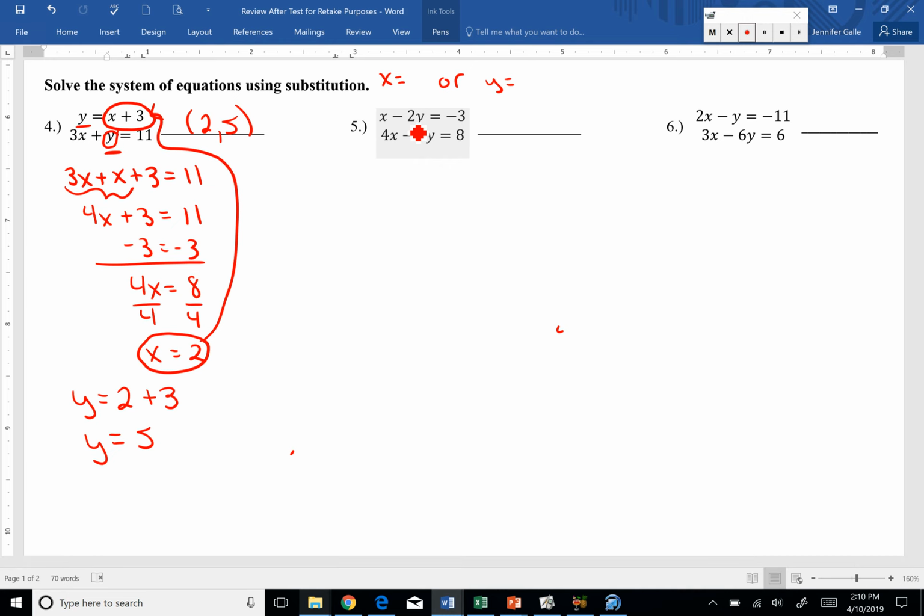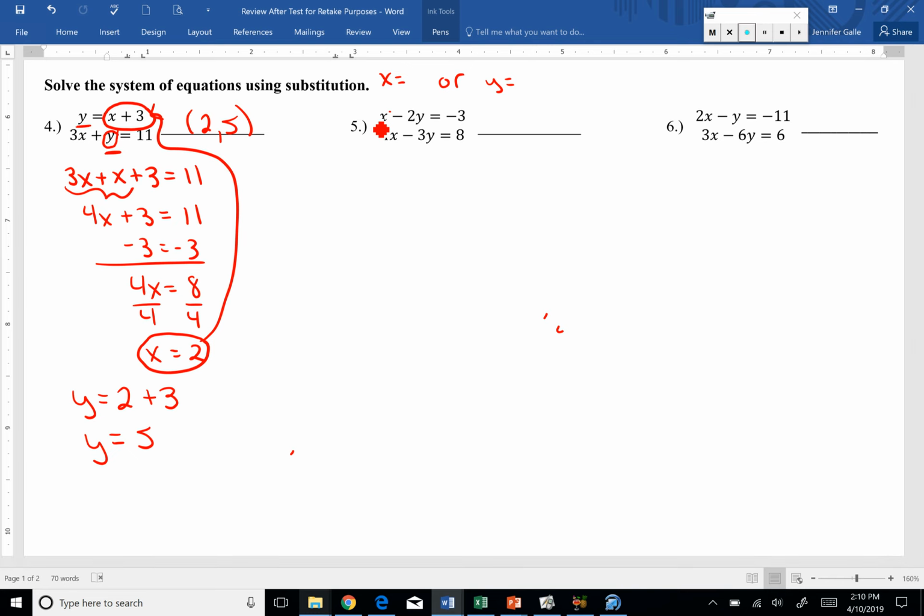As you look at the equations in number 5, what's going to be the easy choice to get by itself? Which variable? X. The x where? Up top. The x up top is going to be the easy choice to get by itself because there's just a 1 in front of it.